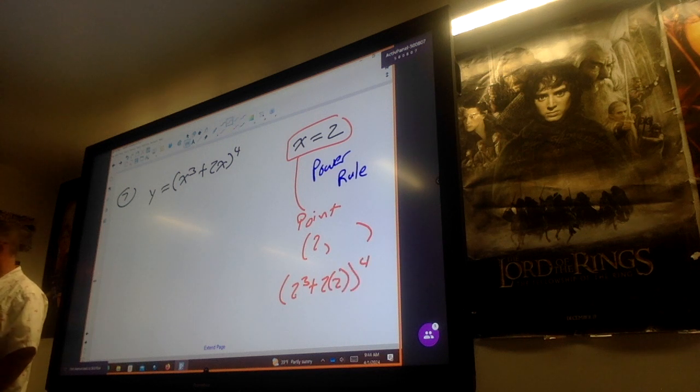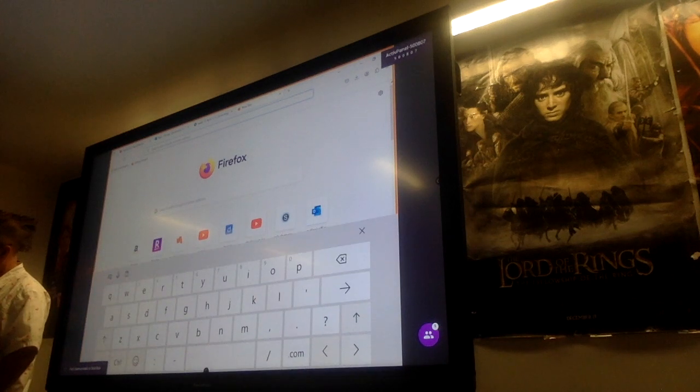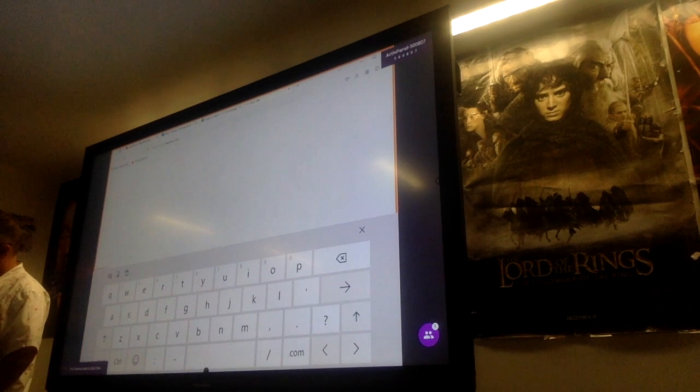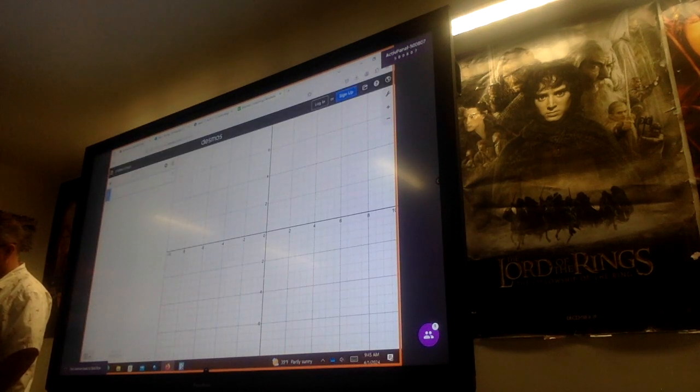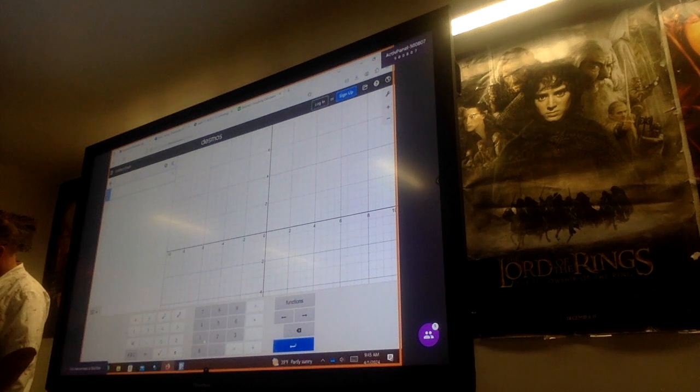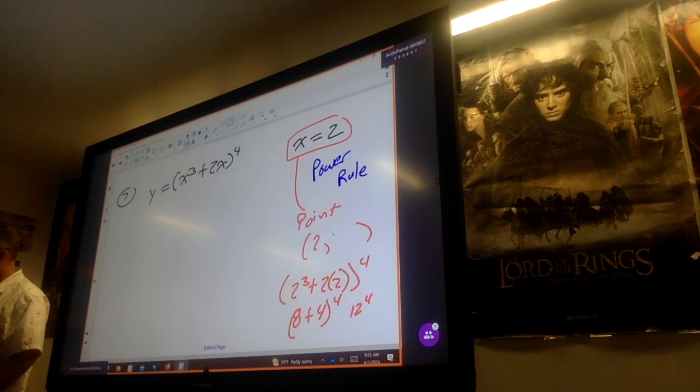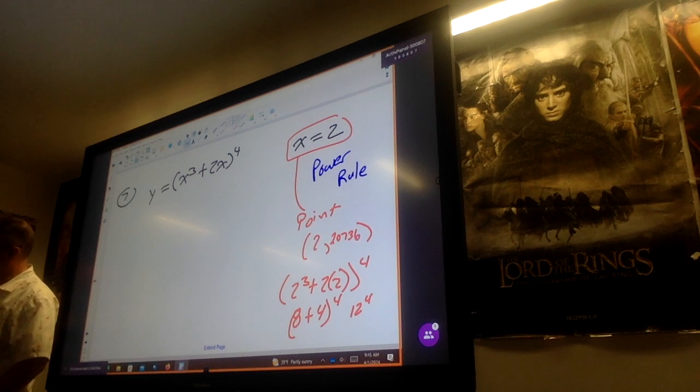So that's 2 cubed, 8, plus 4, raised to the fourth. 12 to the fourth power. 12 to the fourth. So 20,736. Yeesh. So there's our point. Next I want to find the derivative.